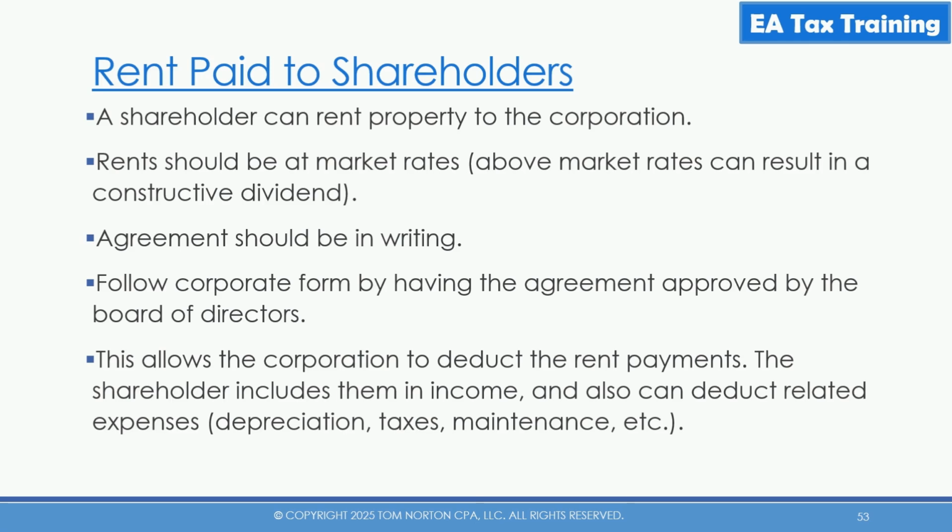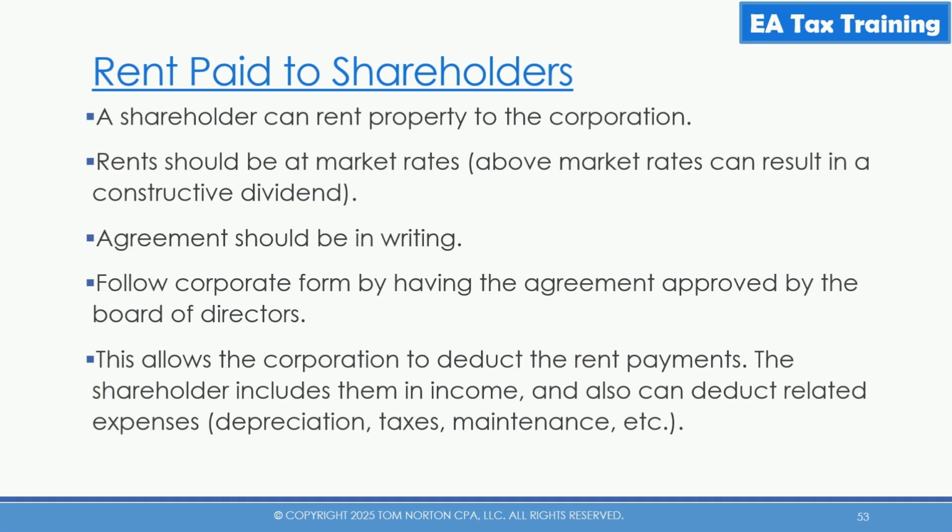So let's say the owner of the corporation, the shareholder, they also own a building. And the fair market value of the rent for that building is $3,000 a month. And they rent it to their corporation for $7,000 per month. That extra $4,000 a month above the fair market value rent will be considered a constructive dividend to that owner. But as long as you use fair market value rent, there's nothing wrong with this.